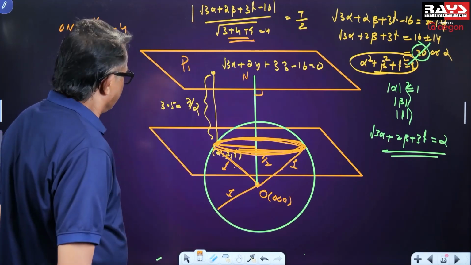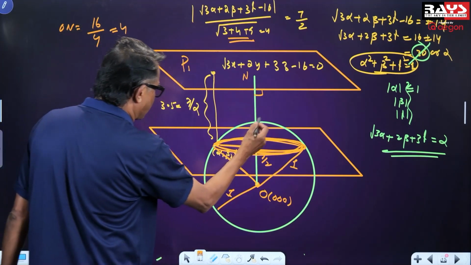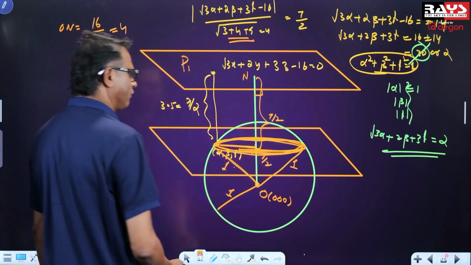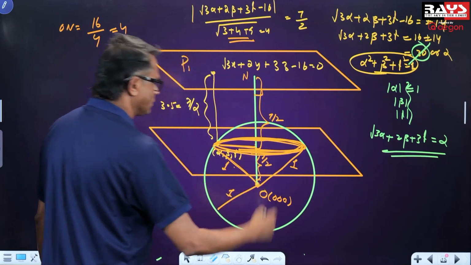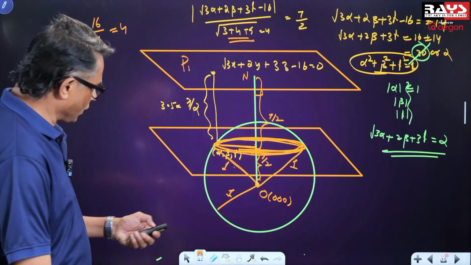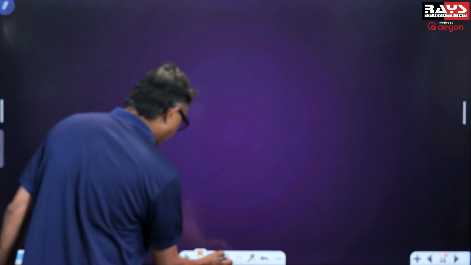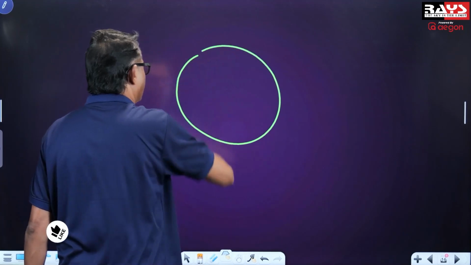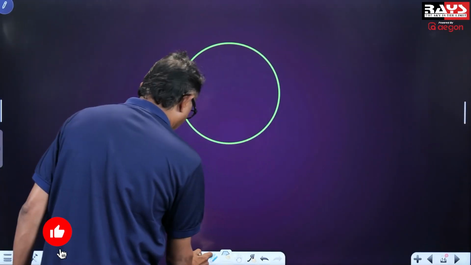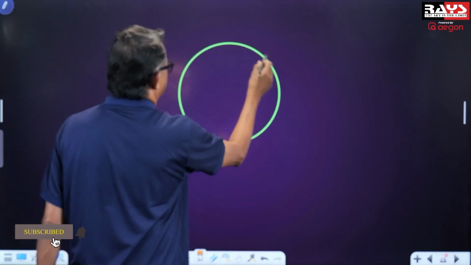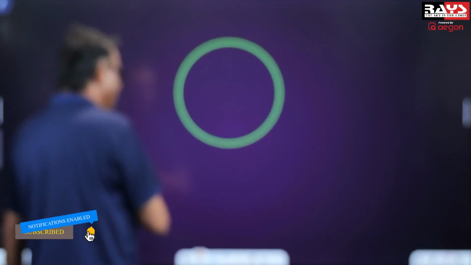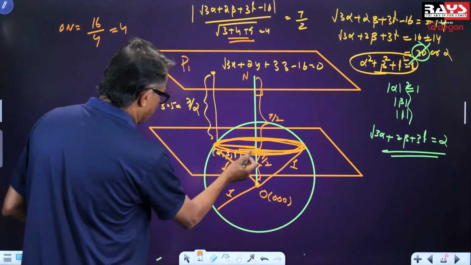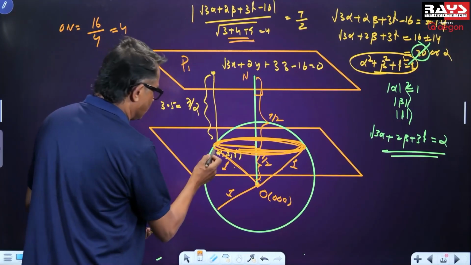So this distance is 7 by 2, 3.5. Then what will be this distance? 1 by 2. Okay, so I am going to draw that circle over here. This is a circle. Now, alpha, beta, gamma is any point on the circle. And see, this distance is 1 by 2, and this is 1.